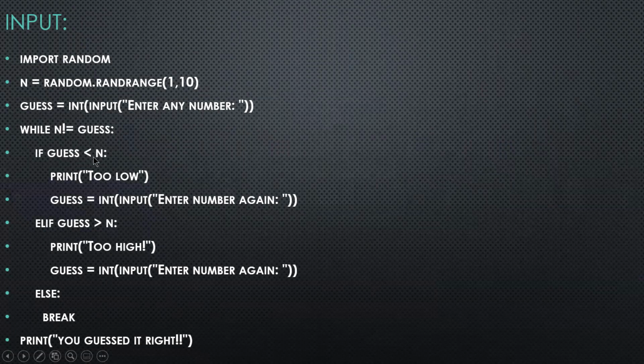If guess is less than n, it will print "too low." Next it will come to the next line, guess equals int of input, guess the number again, because the upper condition didn't work. Else if guess is greater than n, then it will print "too high," and guess is again int of input, enter number again. If the upper cases didn't satisfy, it will go to the next line. Else break. At last, if you guess the number right, print "you guessed it right." That's it. This is our simple code.